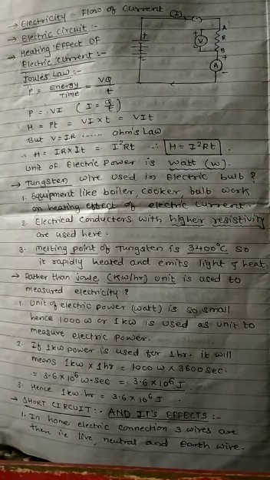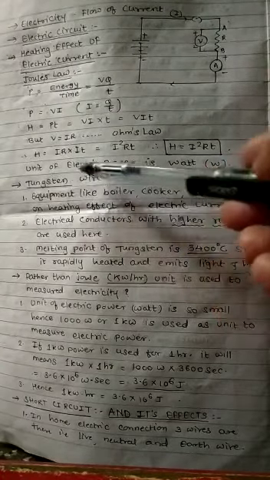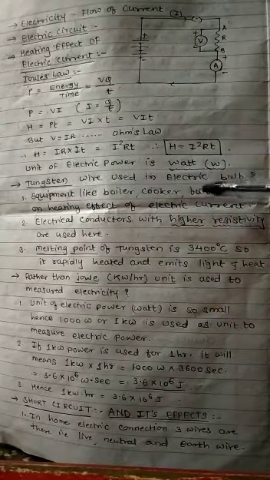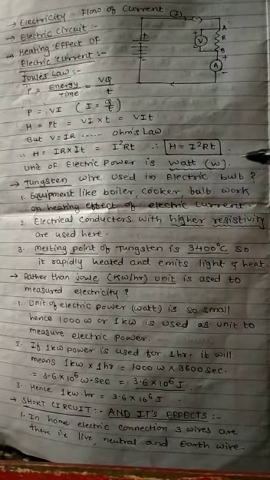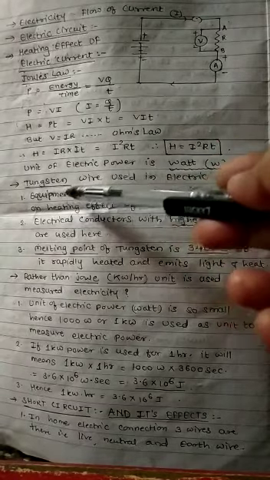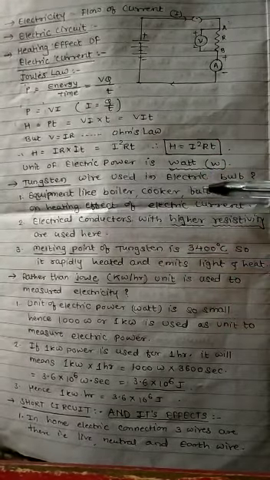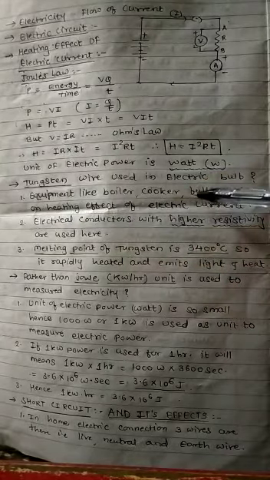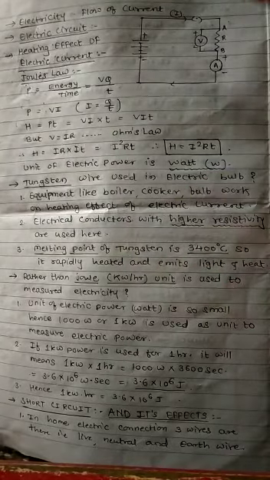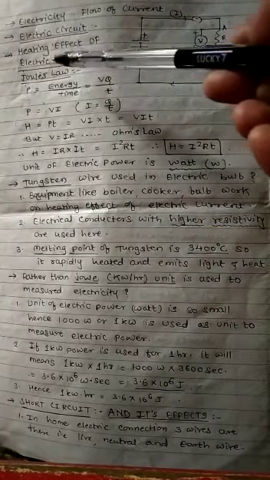Then the next one is a reason: tungsten wire is used in an electric bulb. Why is tungsten wire used in an electric bulb? First point, equipment like boiler, cooker, bulb work on the heating effect of electric current. See, this bulb works on the heating effect of electric current.